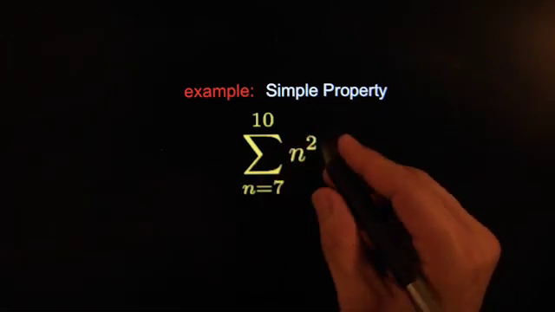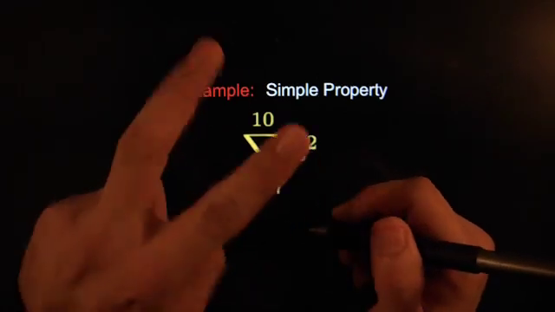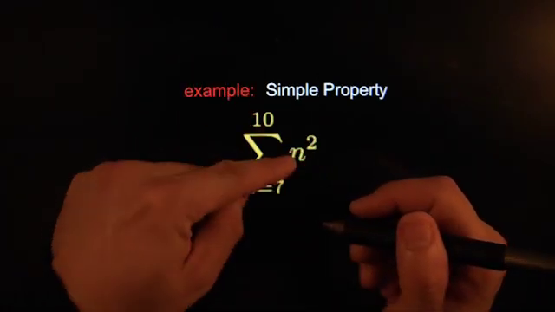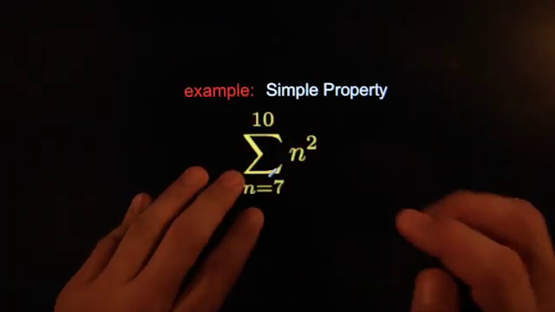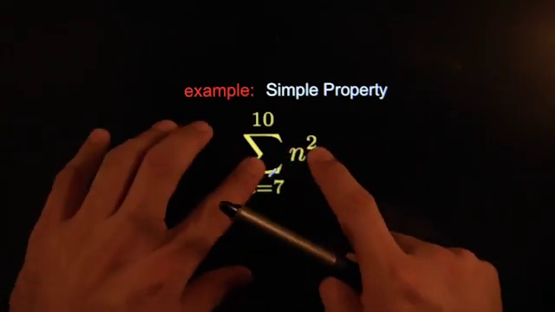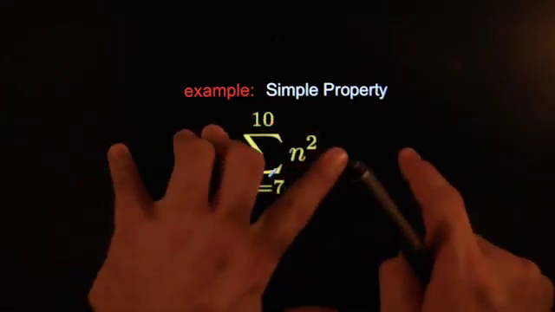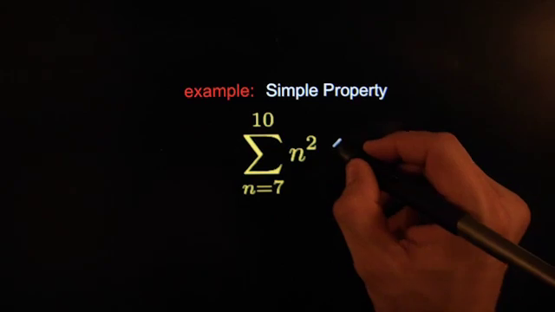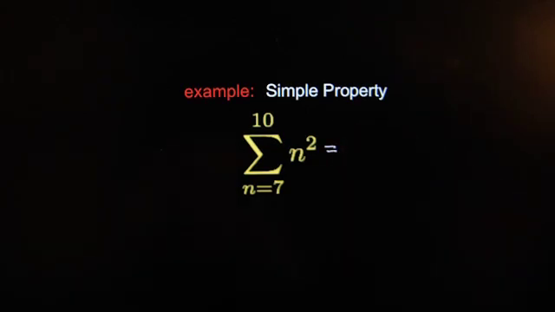But wait, there's more. I got a different idea. Here's a second property, a second way of shifting the index. Different than the one I just told you. The idea I just told you was, go all the way from 1 to 10 and subtract the ones from 1 to 6. Here's a different way to look at it.